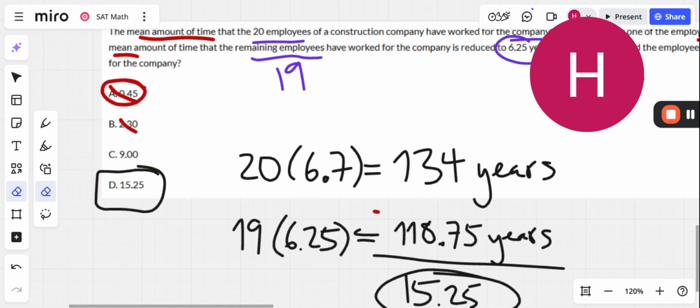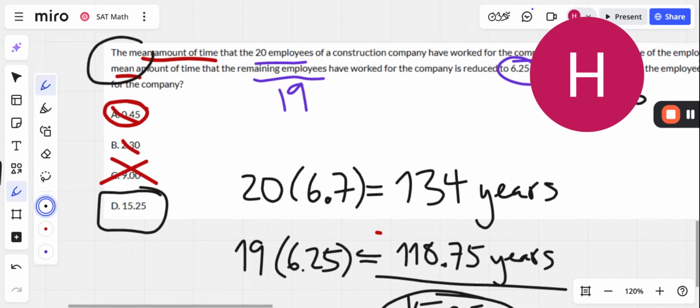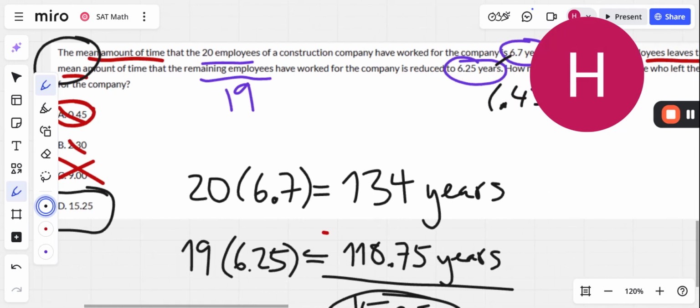All right, I think that is enough blab out of me. I do want to say that the mean value here is referring to what we consider the average. So the idea is that all 20 of the employees added up and then divided by 20 would give us 6.7. Okay, that is enough blab out of me.